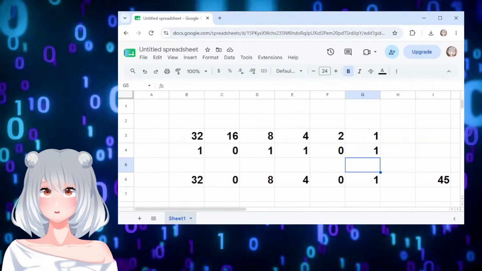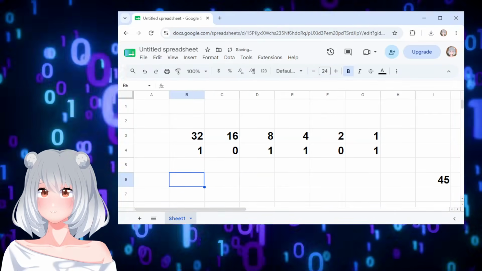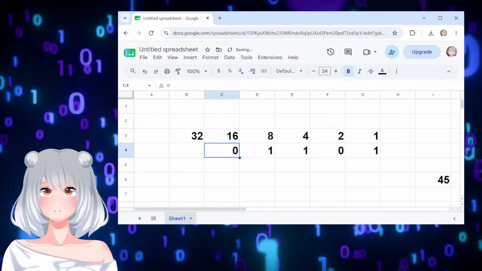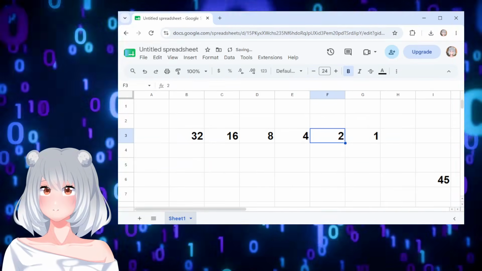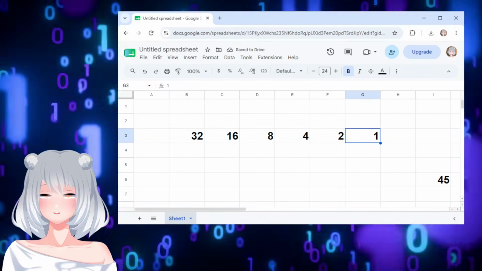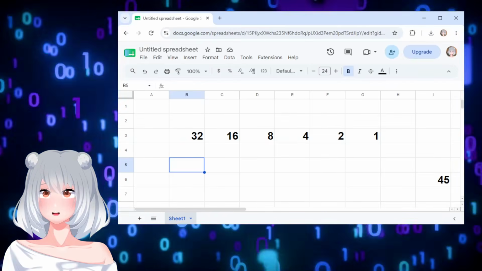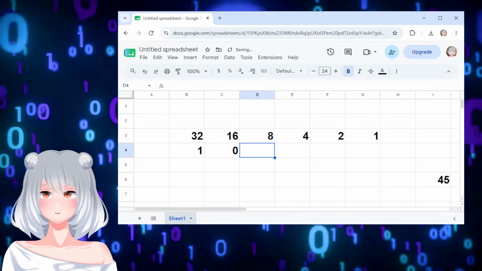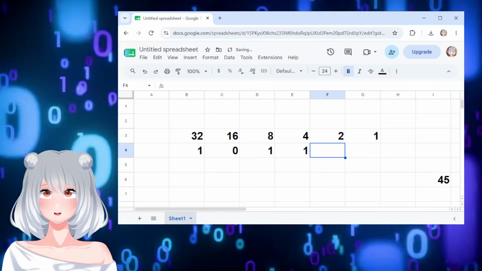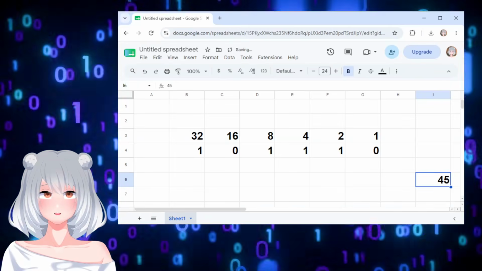So let's clear some of this out. And I don't know if I'm doing a very good job describing this, but hopefully you can follow along. So I'm going to leave these numbers here just for visualization's sake. And let's put another number in here. Let's do 1, 0, 1, 1, 1, 0. And the answer isn't going to be 45.